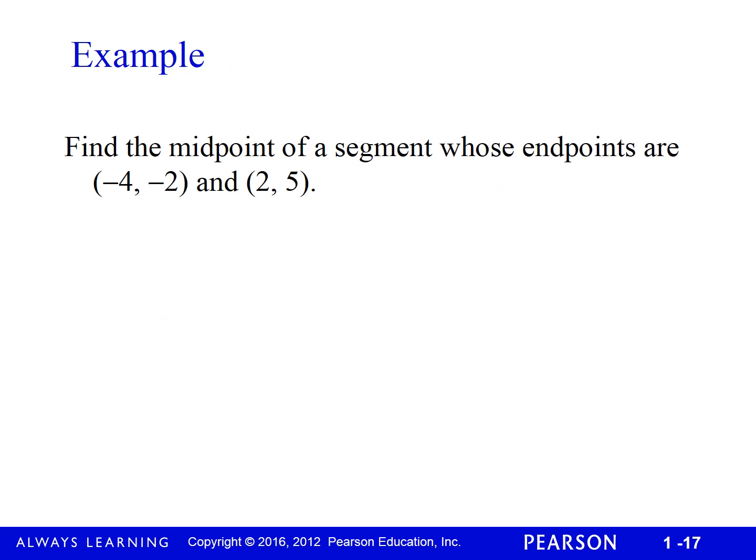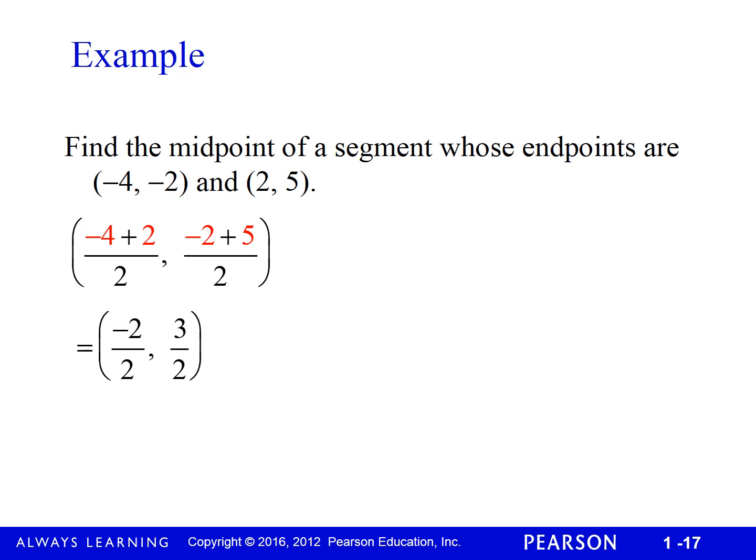Example, find the midpoint for that segment. And so we'll get the average of the two x coordinates, add them and divide by 2. The average of the two y coordinates, add them and divide by 2. And that'll be the coordinates of the midpoint.